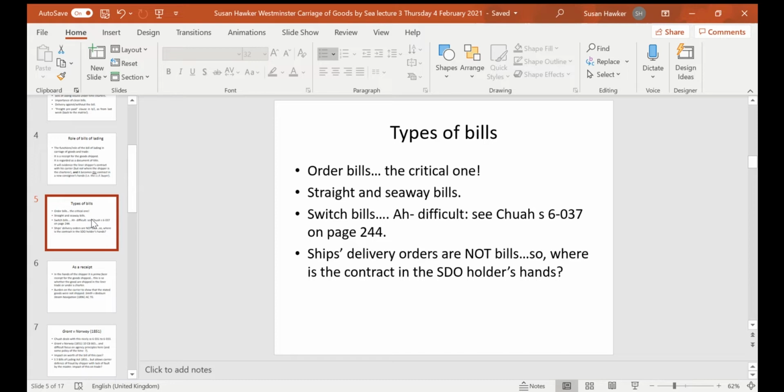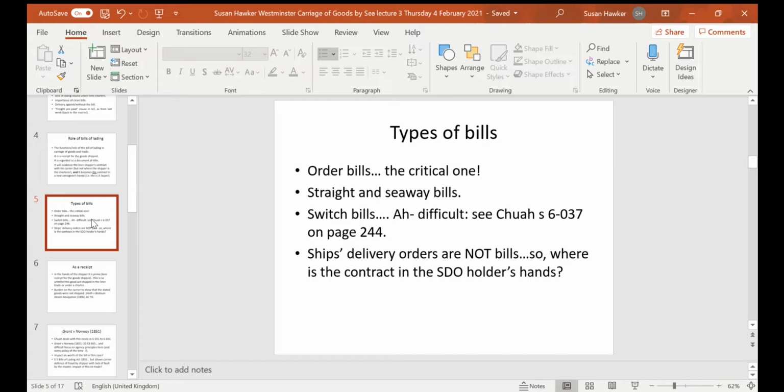A ship's delivery order is an order by the carrier to the agent in port to release a proportion of the goods against the production of this order from the carrier. And so it's a ship's delivery order. And these are not bills of lading. And the reason they're not bills of lading is because they don't have terms and conditions on them.